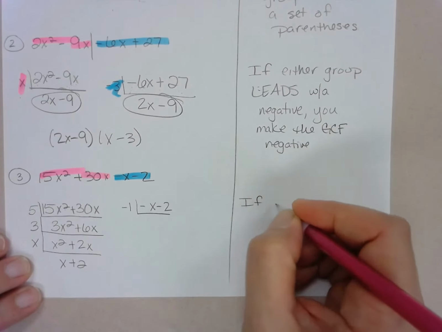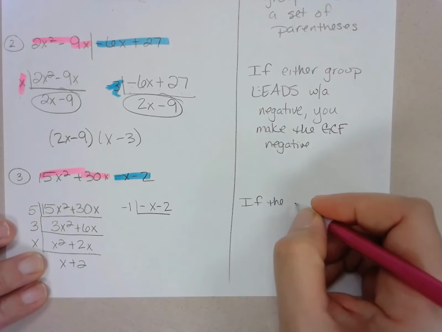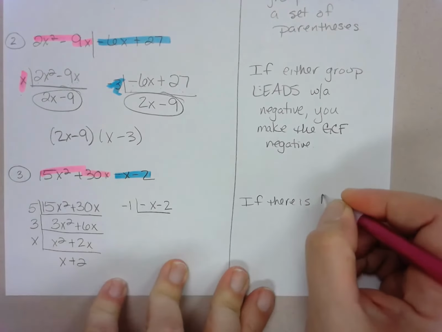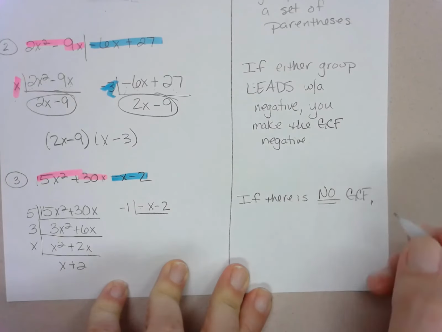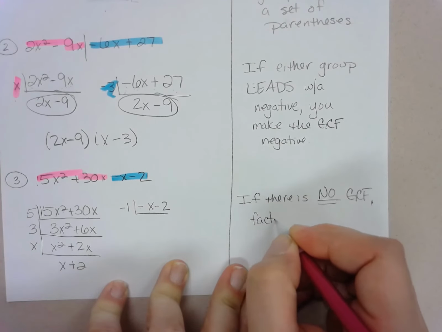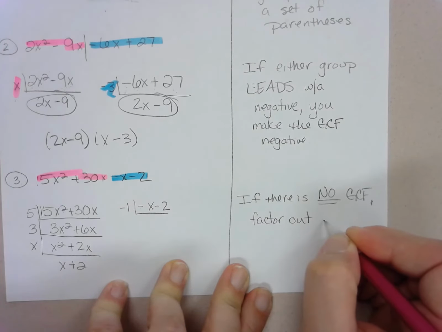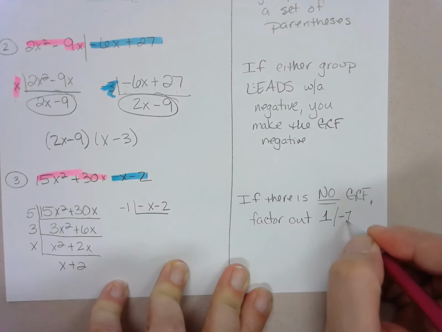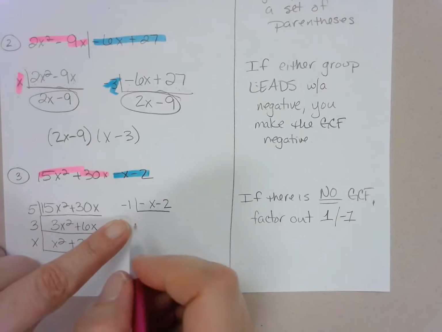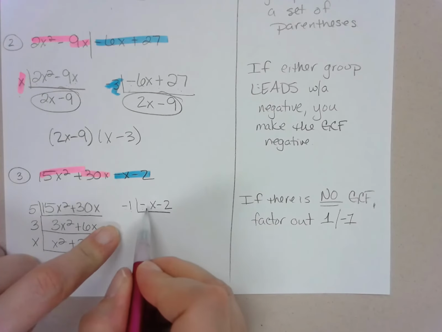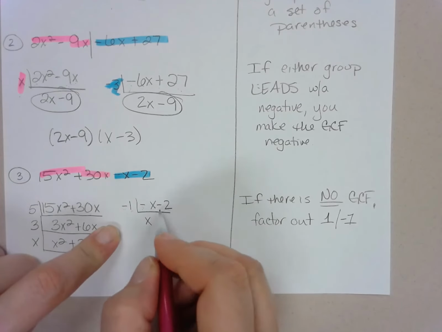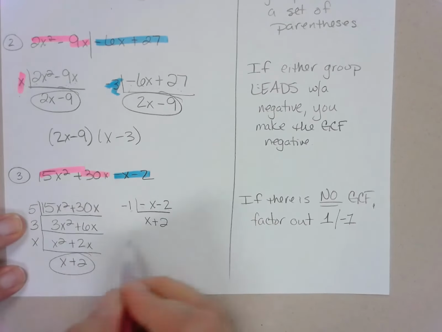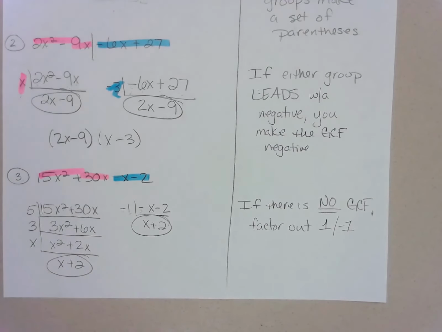So if there is no GCF, I want you to factor out a 1 or negative 1. Kind of depends on what it leads with. This was leading with a negative, so we had to factor out a negative. So negative x divided by negative 1 makes positive x, and negative 2 divided by negative 1 makes positive 2. Look at that. It made our leftovers match. So that's part of it, is we also need to make sure that our leftovers always match.